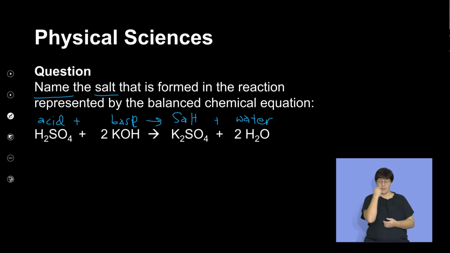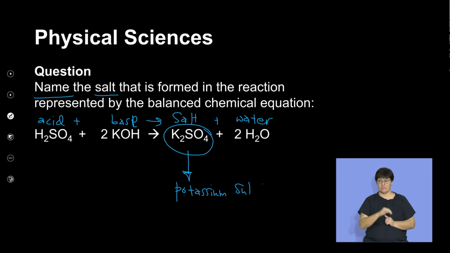Now, the question says name. Be careful, they can ask for the name or the formula, or both. In this case, we are able to identify the formula of the salt that is formed. So we go back to chemical formulas and naming compounds. We are expected to give the name of K2SO4. The appropriate name for this salt is potassium sulfate, right? That's the name of the salt that is formed. Those are some of the very important concepts in responding to questions of this nature, right?